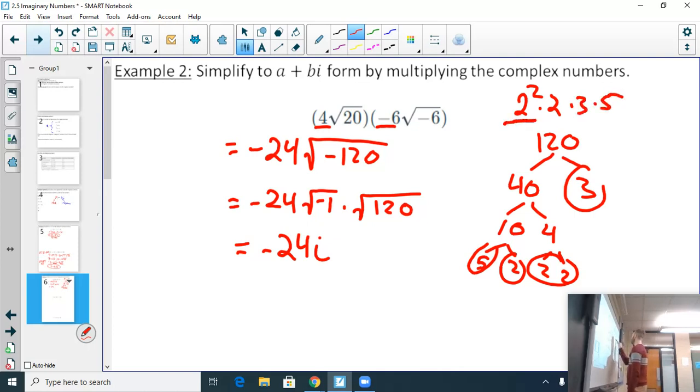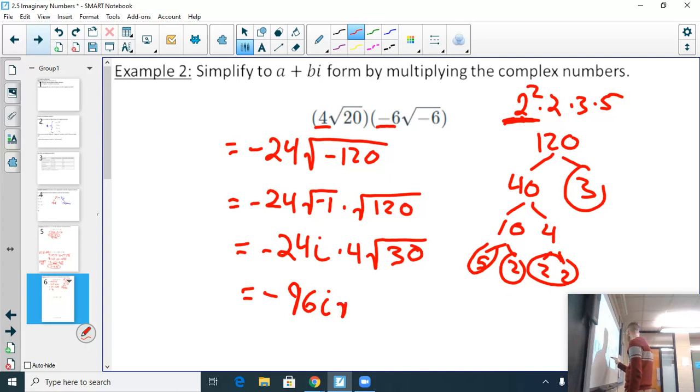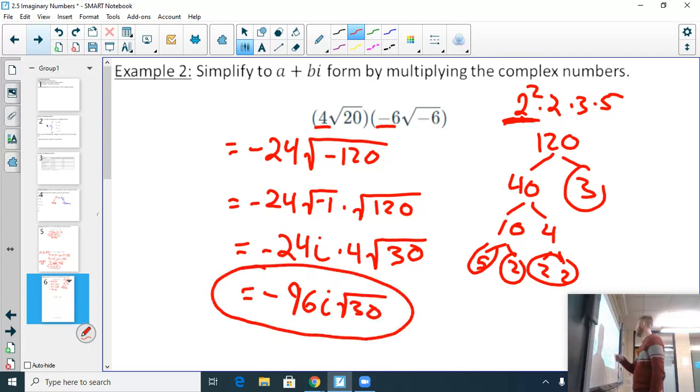And you need a friend to get out of jail. This one is 2 squared, so does a friend. So that 2 squared is going to come out as a multiplication of 4. And then we're left with 2 times 3 times 5, which is 2 times 3 is 6 times 5 is 30. Right. And so then 4 times 24, 96. So negative 96i square root of 30. And that'll be our last answer for that one.